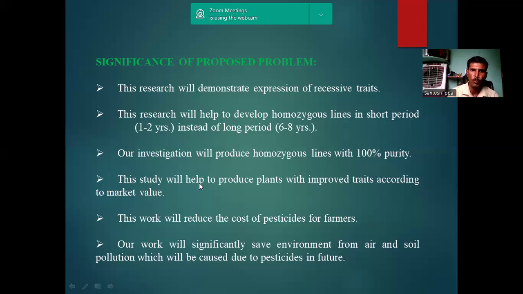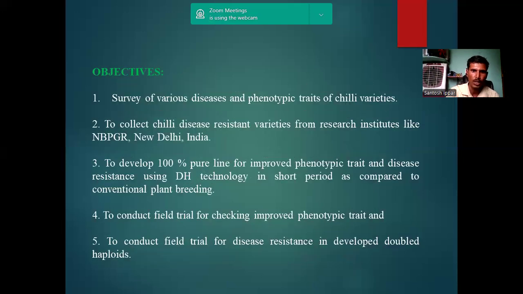This will help to produce plants with improved traits according to market value. This work will reduce the cost of pesticides for farmers because of the development of disease-resistant plants. Our work will significantly save the environment from air and soil pollution, which would be caused by pesticides in future.